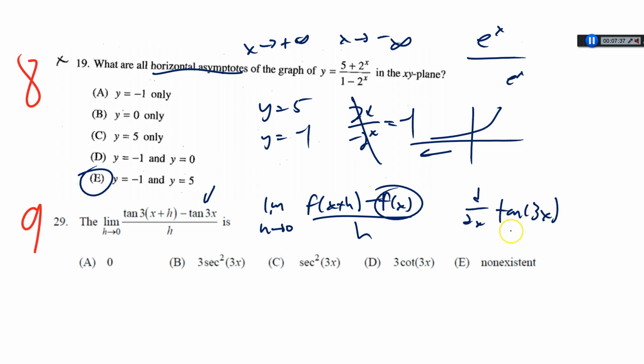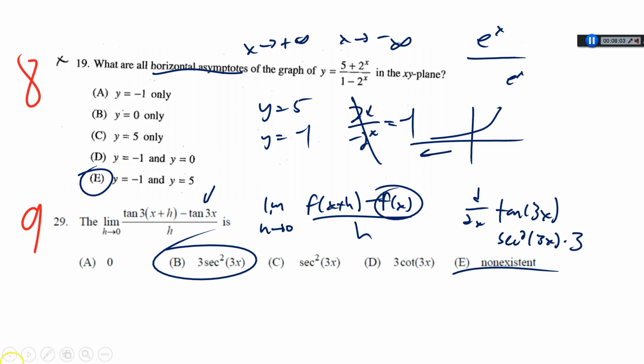Now we can use the trick. So if you see this, don't do the limit. Use the trick. Just look at what your function is. So derivative of that is secant squared 3x multiplied by 3. 3 secant squared 3x. There it is. C is missing chain rule. A, I have no idea what's going on there. Probably if you plug in 0, you get 0 over 0. That's probably just trying to catch some people. D is thinking, I guess, that derivative of tangent is cotangent, but it's not, and it's definitely not non-existent. Cool.